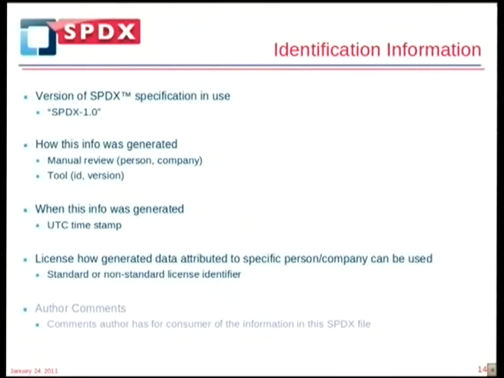So the identification information, what that really is: what version of SPDX is going to be in use? 1.0 is what we're going to call the first version. But like I say, we don't think we'll get it right, so we wanted to make sure we had some way of versioning so the tooling can future-proof. How was it generated? Was it a person or a tool? And when was it done?